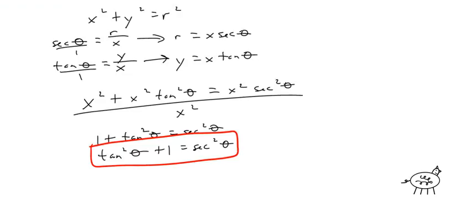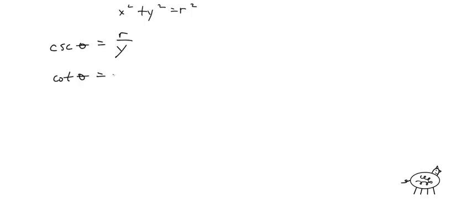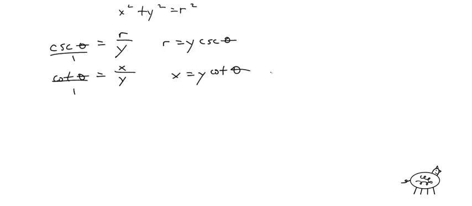Actually, I'm going to write this out here again. x squared plus y squared equals r squared. I have cosecant of theta is equal to r over y, and cotangent of theta is equal to x over y. Alright, and you cross multiply for each of these, so we get r equals y cosecant of theta, and this one is x equals y cotangent of theta.